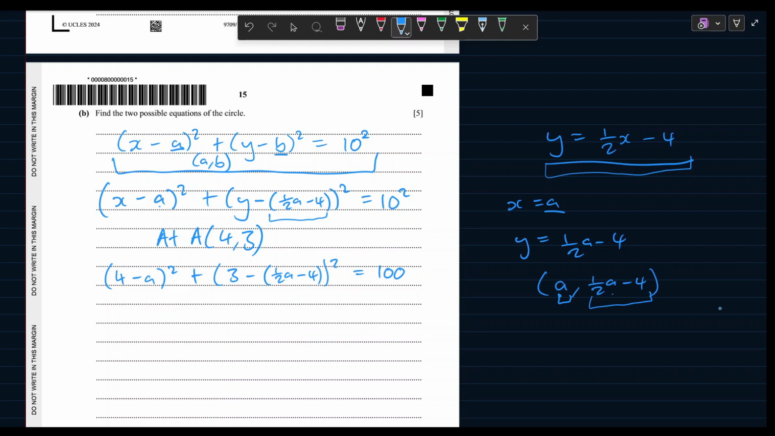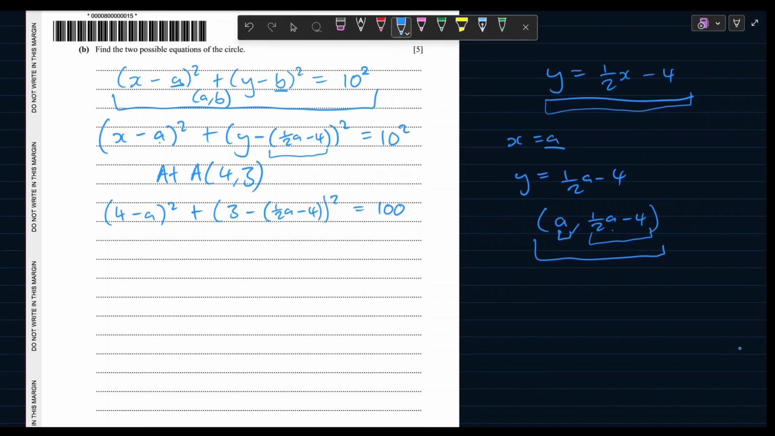And now I hope you can see that we've got an equation in terms of a, which we can solve and find a. Once we have a, we can get the exact coordinates of our center and therefore the actual equation of our circle. And they say 2 possible equations, so we're going to get 2 values of a. All right, so let's do that. What we have to do is to expand. So let's start by expanding this bracket here.